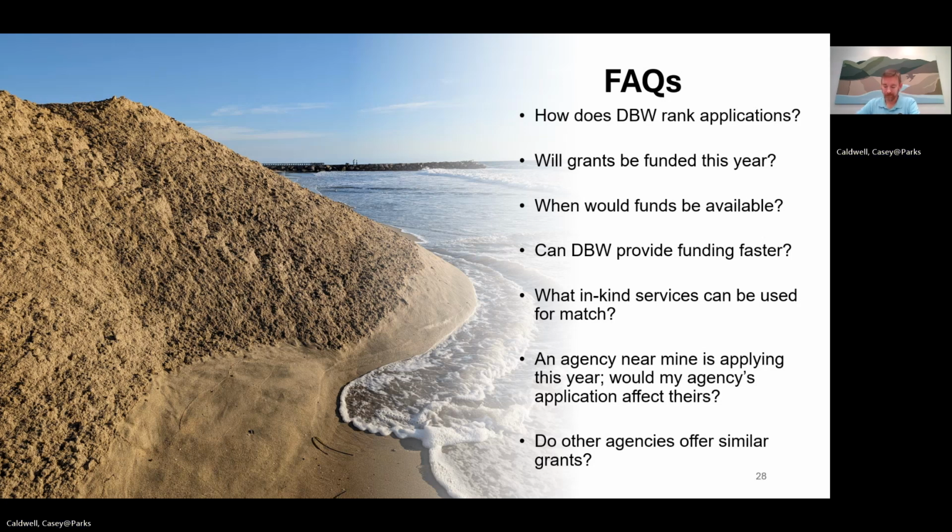And finally, do other state agencies offer similar grants? So DBW's ongoing statutory responsibility for statewide coastal erosion control is unique in statute, but other agencies do occasionally have programs that overlap with that responsibility. DBW can't speak for those other agencies, but you can always feel free to reach out to me. And if DBW's programs wind up not being the right fit for your project, we'll see if we're aware of other current opportunities through other agencies that might be able to help.